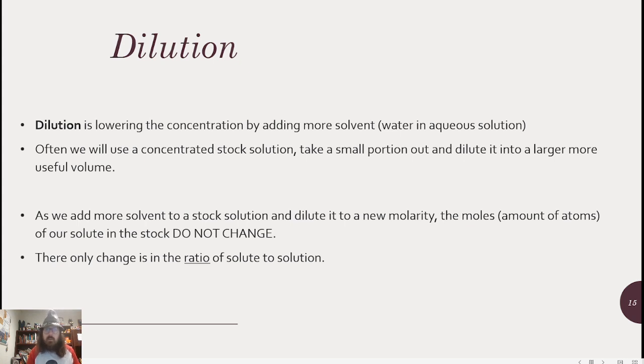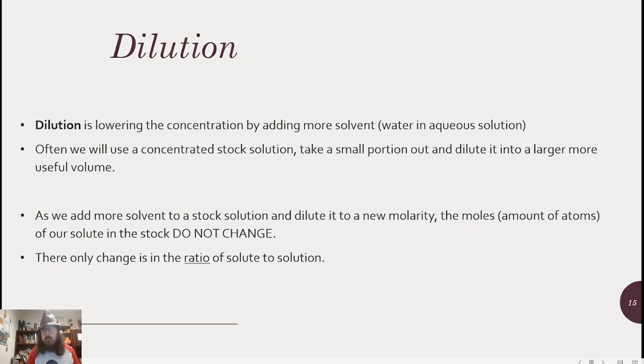Now, this is how we'll often need to do things, because you'll have a stock solution. You'll often buy something concentrated. It's cheaper like that. However, it's more dangerous like that. So we'll take a small portion out and then we'll dilute it into a larger, more useful volume. Because the stores aren't necessarily going to know what concentrations you're going to need, they're going to make it in only set amounts. Like if you're buying vinegar from a store, you can typically buy it in either 5% active ingredient or 10%. They're not going to have 8 or 7 or 3 or 1.